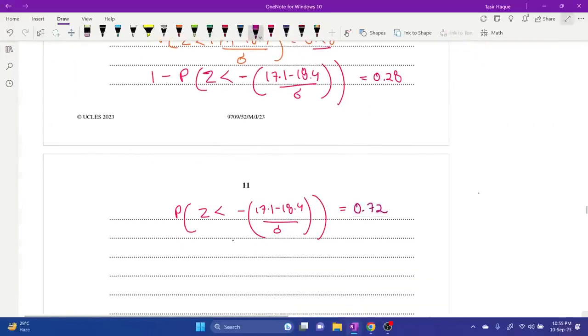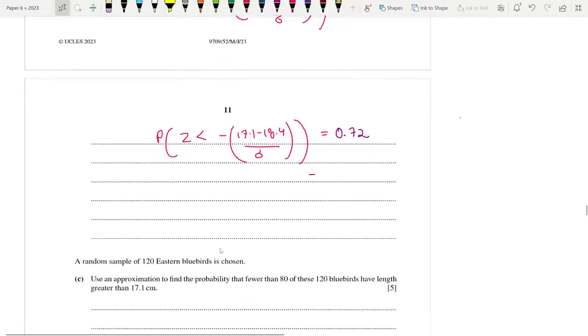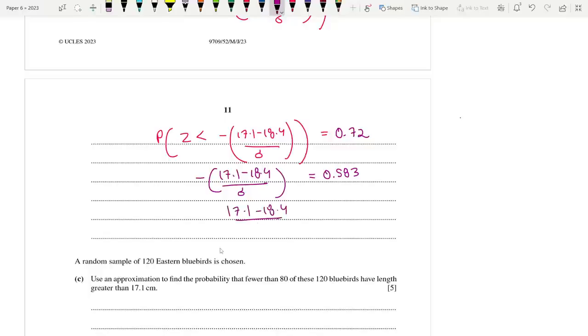So we can write this is equal to 0.583, (17.1 minus 18.4) divided by sigma. So (17.1 minus 18.4) divided by sigma is equal to minus 0.583. After simplification, what do we get? Let me take another step.